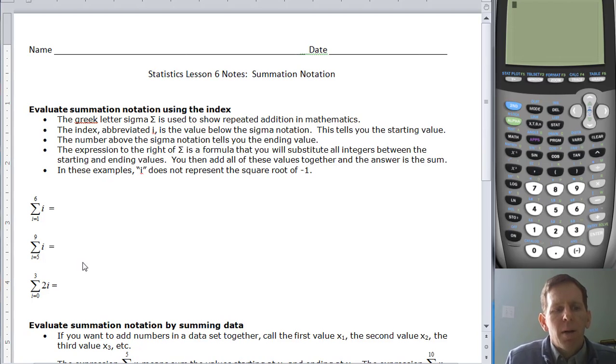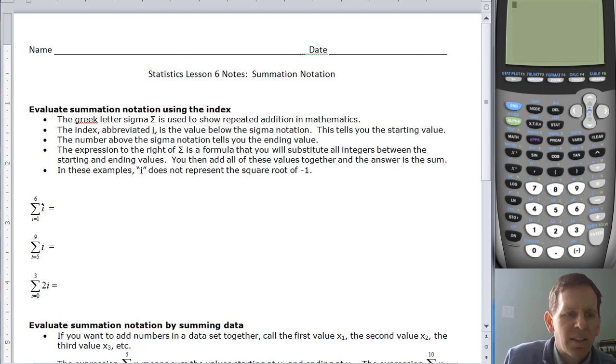You'll notice that in the problems we're looking at below, there's this strange symbol, which is actually a letter of the Greek alphabet known as sigma. It kind of looks like a goofy looking E. And the Greek letter sigma is used to show repeated addition in mathematics. So this is a way of saying we're going to be adding a bunch of things together. So think sigma, sum. We're adding numbers together. Sigma, summation, starts with the same letter at least.